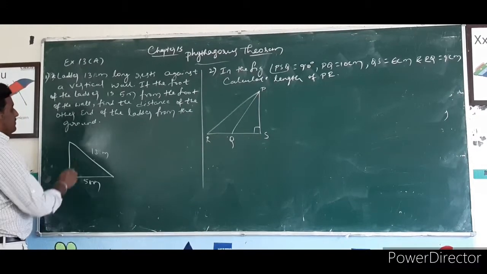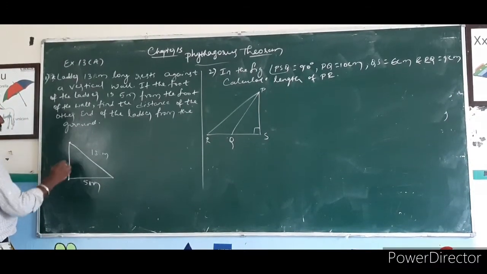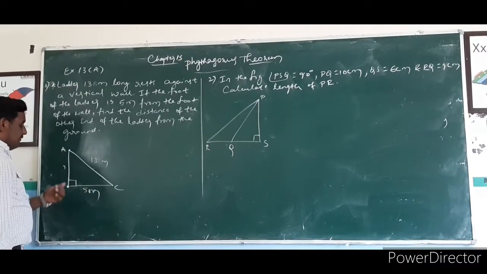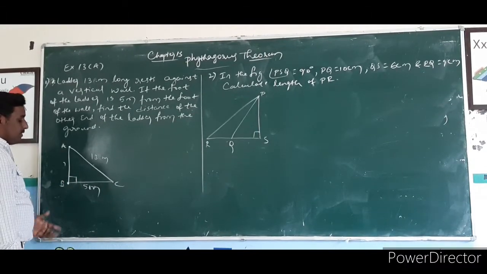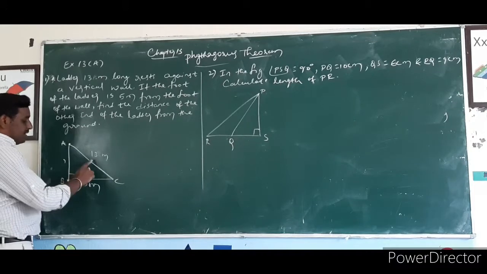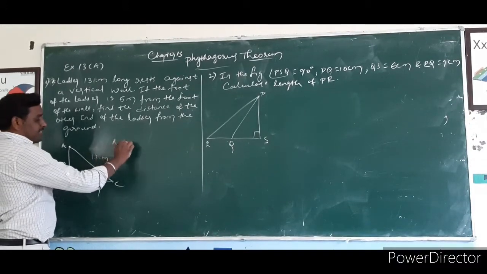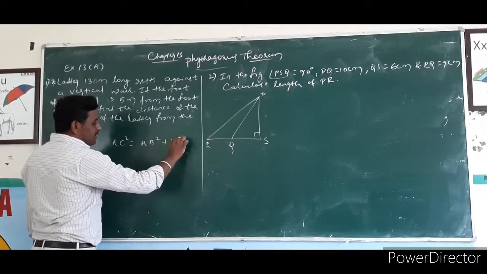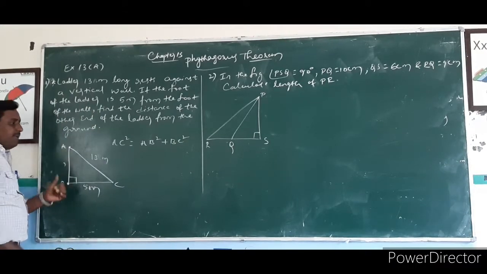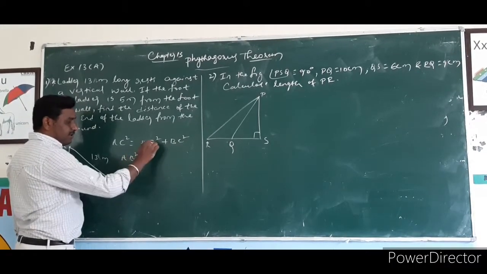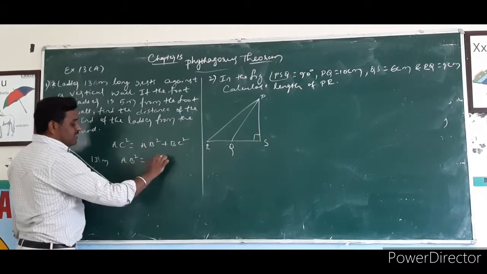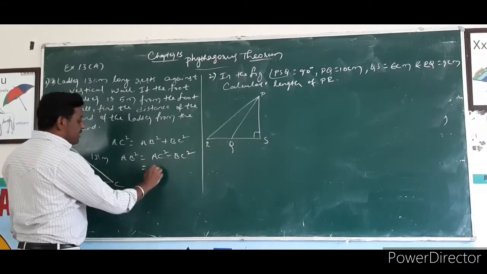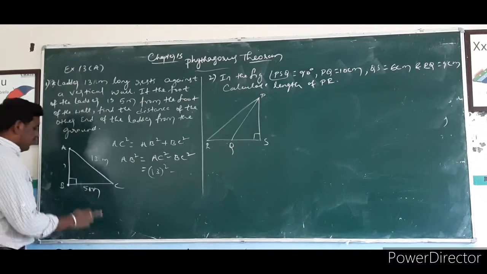We have to find the distance between the top end of the ladder and the ground. We have to find this distance, AB. Since the wall is vertical, this is 90 degrees, so apply the Pythagoras theorem. The Pythagoras theorem means hypotenuse square. Here AC square is the hypotenuse, and the other two sides are AB square plus BC square. Which length do we have to find here? AB. So you can keep AB square on this side and shift BC square to the other side. What happens? Minus BC square. What is the AC square value? 13 square. Next is 5 square.